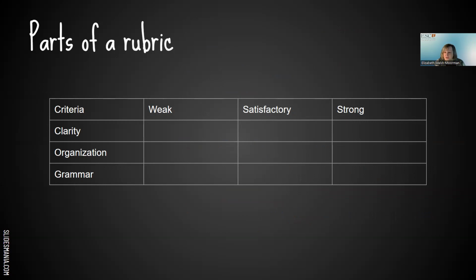I like to go with the strong when I'm writing a rubric. I like to begin by writing what I think a strong paper looks like. So if I had clarity, I might write what a strong paper looks like in terms of clarity. Then I would cut and paste it and think about what might be different in my satisfactory. So what things might not be present in that satisfactory that were present in the strong. And then for the weak, what would be missing for sure.